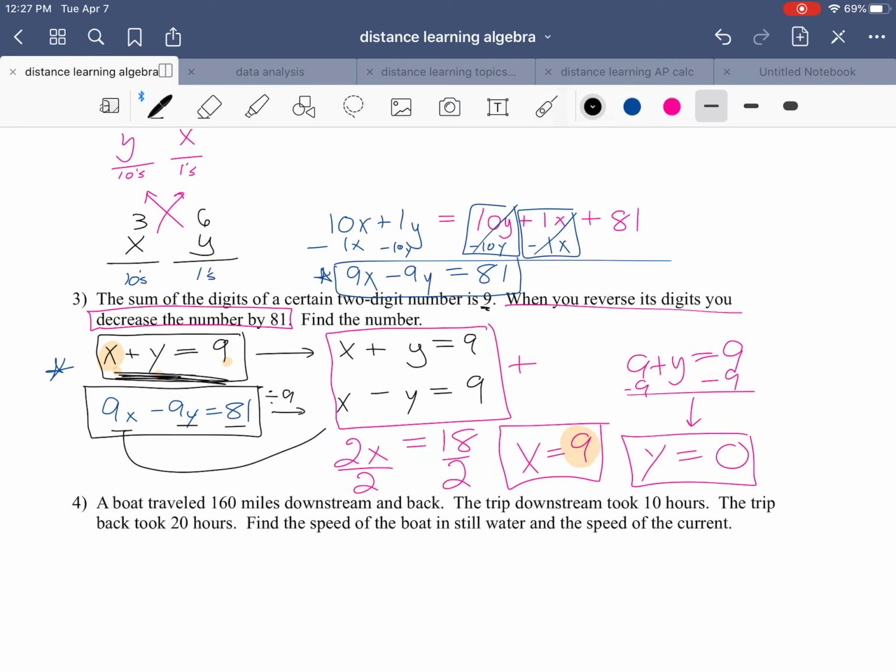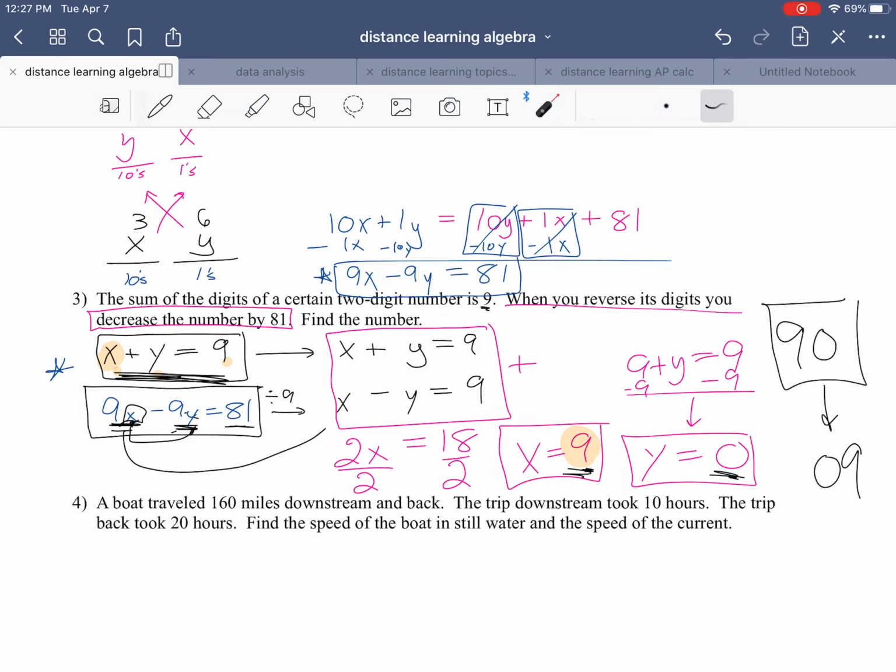Does this work for our problem? Well, definitely 9 plus 0 satisfies that equation. And how about 9 here and 0 here? 9 times 9 would be 81. 9 times 0 would be 0. And 81 minus 0 is 81. So there's my solution. The original number is 90. Flip it around, 0, 9. And yes, they have a sum of 9. And when you reverse it, it decreases.